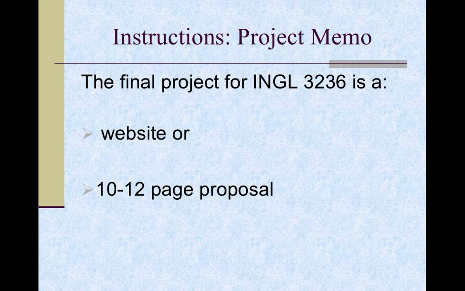The project memo is the final project for English 3236, and it consists of a website or a 10 to 12 page proposal. You can choose doing either one or the other, even though there's nothing wrong with doing both. This final project replaces the final exam that you would normally take at the end of the semester during final exam week.